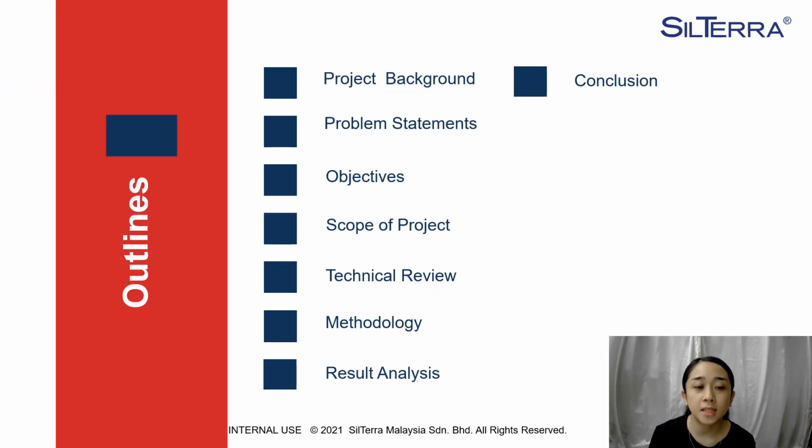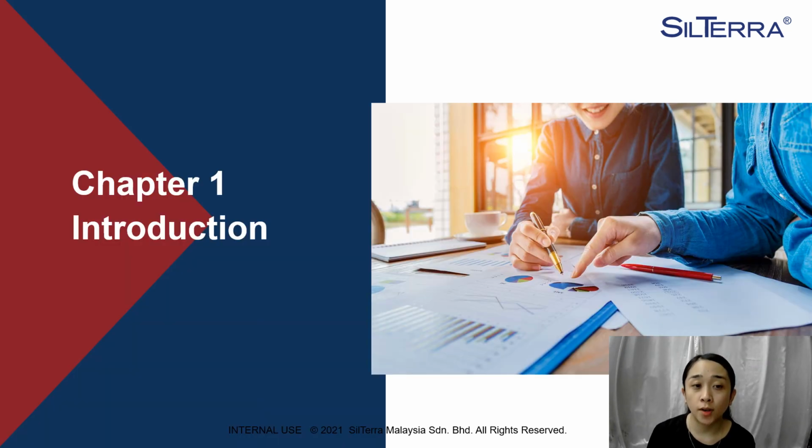Okay, so this is the outline that will be presented throughout this presentation. The first one is project background. The second is problem statement. Third is objective. Fourth is scope of work. Fifth, technical review. Sixth, methodology. Seventh is the result analysis, and the last one is conclusion. Next we move to chapter 1, which is introduction.